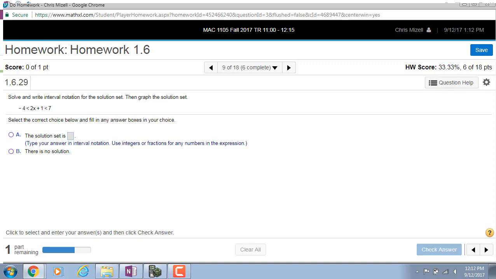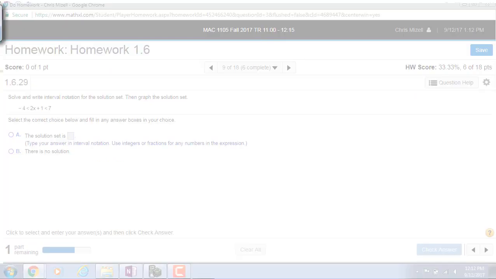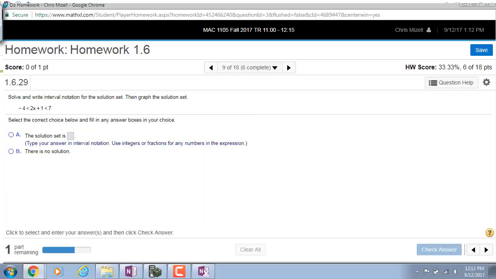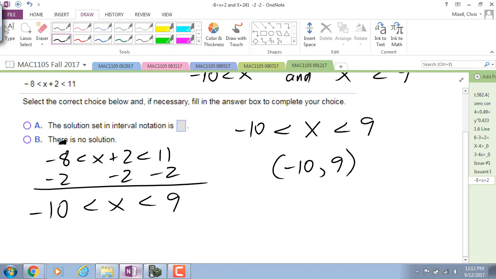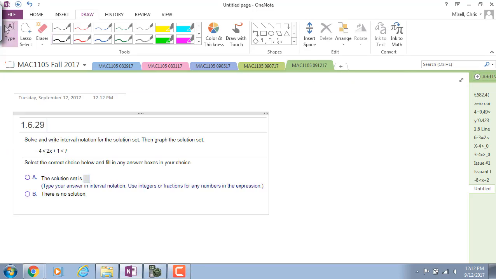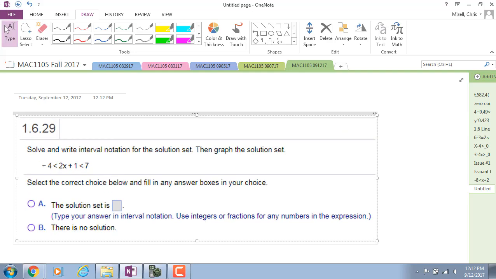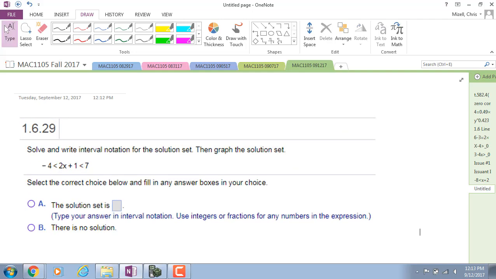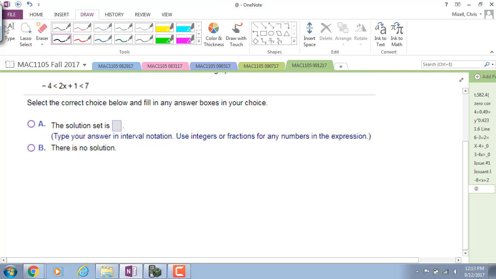The next one involves an extra step and is probably more typical, actually, of what you would see on the test. We've got 2x plus 1 has to be in between negative 4 and 7.